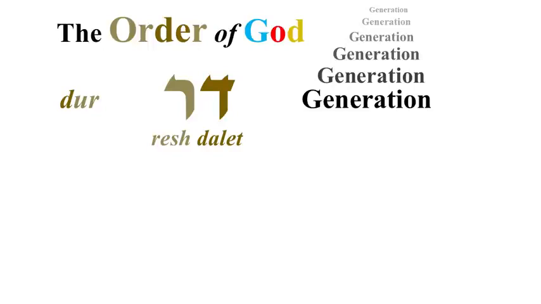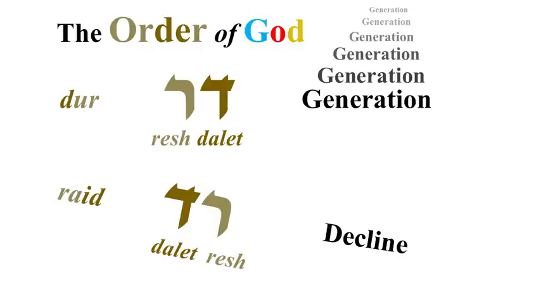Keep that in mind. And notice the order, because that word generation, Dor, is a Dalet and a Resh, two letters that can easily be confused. Okay? But this word generation, it begins with a Dalet and then ends with a Resh. And then you get generations, right? If you switch those two letters and do Resh Dalet, this is the word raid. And raid means decline, which I could see is the opposite of generations.